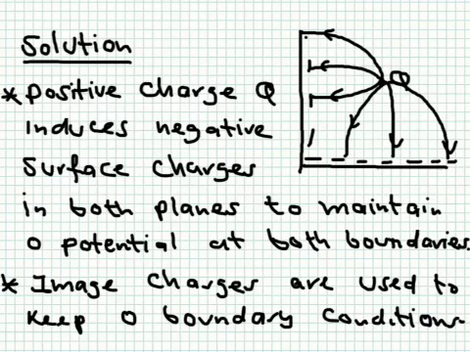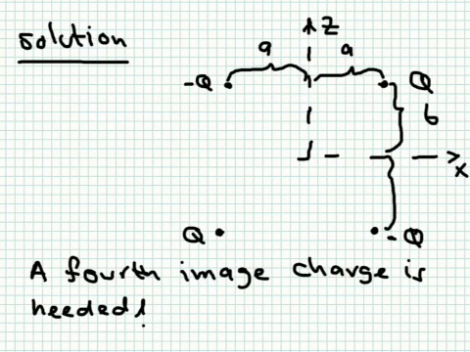So this is just to summarize what we have said so far. A positive charge, because it's close to a ground plane, will induce negative surface charges to keep the potential 0 at the ground planes, and we need images. So we'll create two images. One image to maintain 0 in the horizontal ground plane, another image to maintain a 0 potential in the vertical ground plane. So this is the situation we have here.